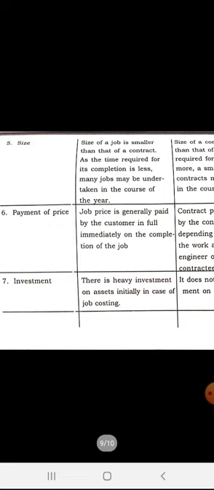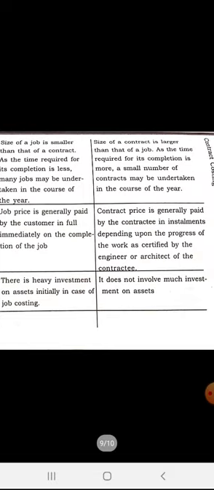Next, investment. There is heavy initial investment in assets in the case of job costing. Under job costing, it is like a production. For example, for printing machines, at the time of installation of the machines there is heavy investment, right? So job costing needs heavy investment to purchase the assets, but contract costing does not involve much investment in assets. For example, construction of a building does not need many fixed assets, it only needs the materials.